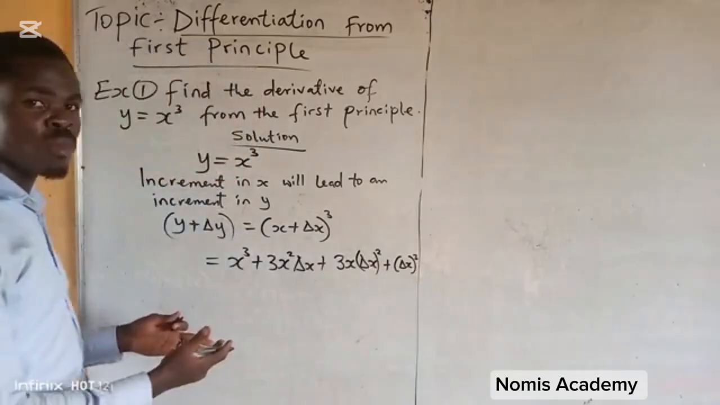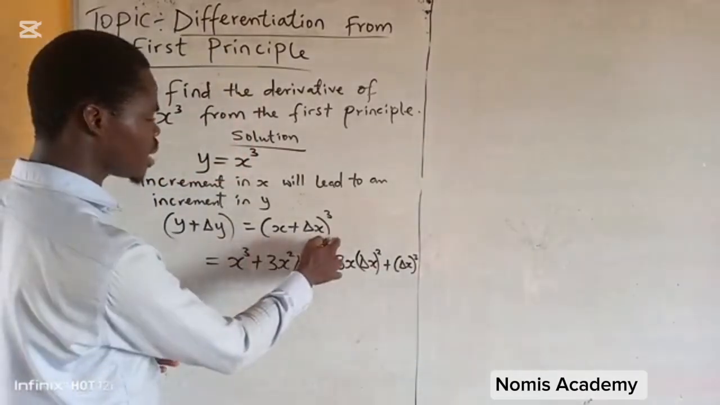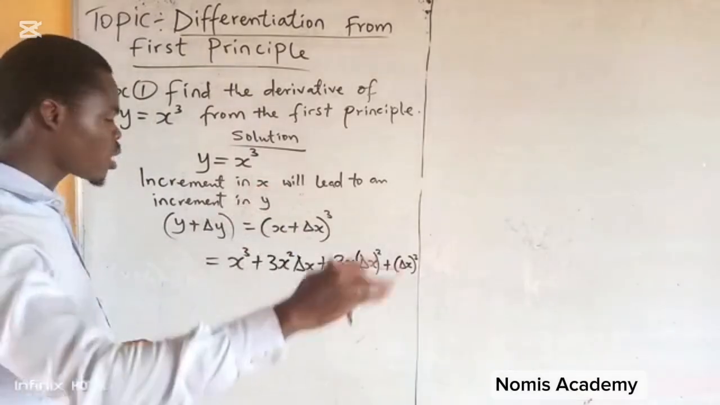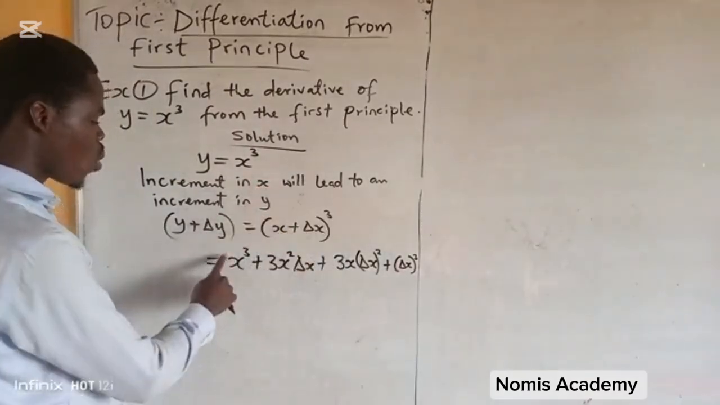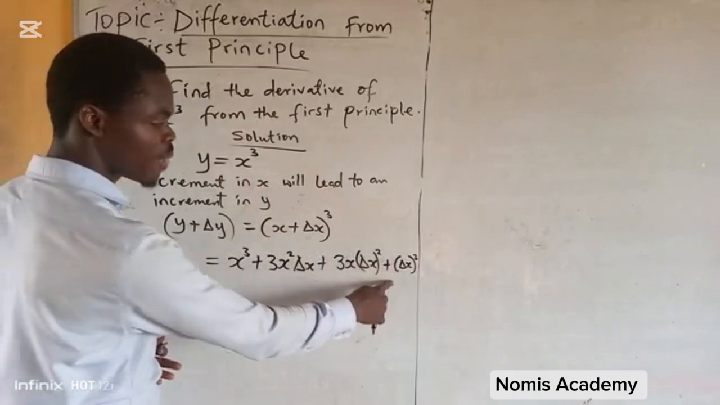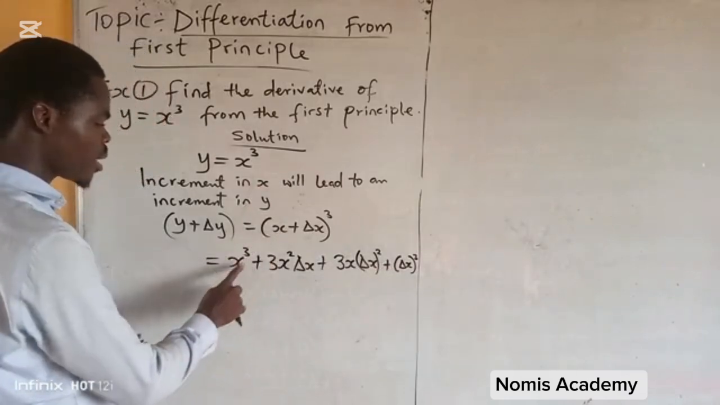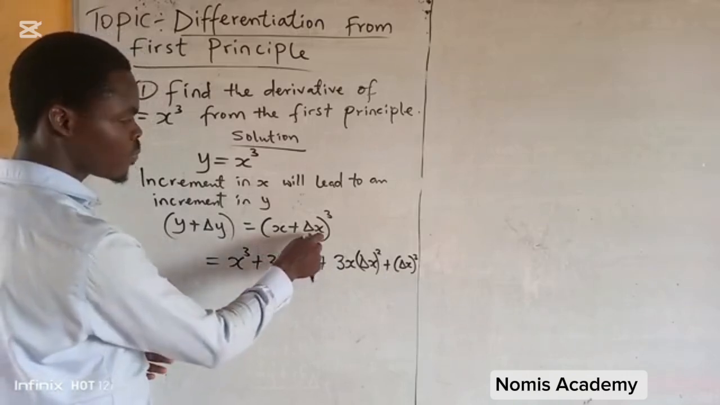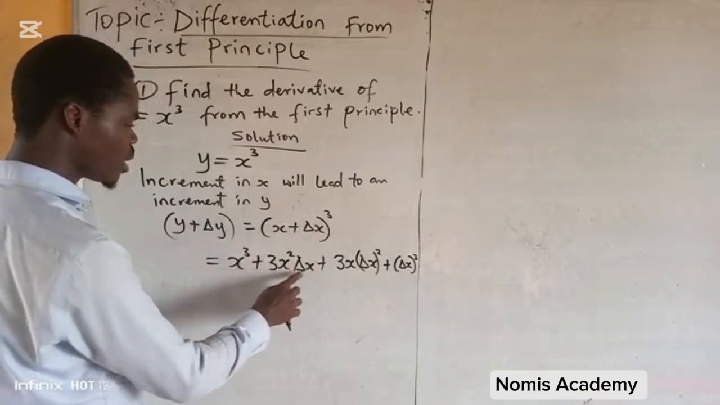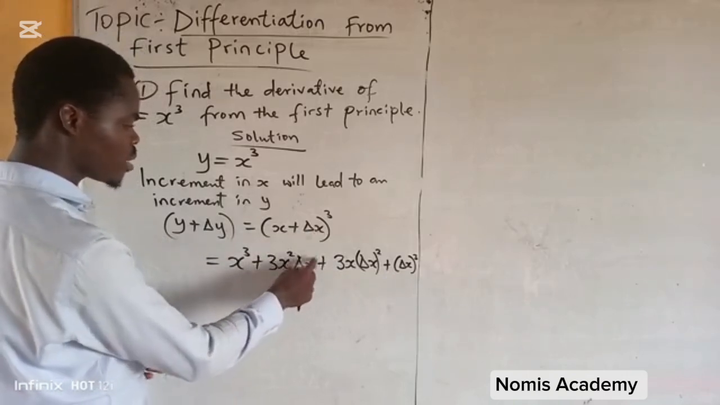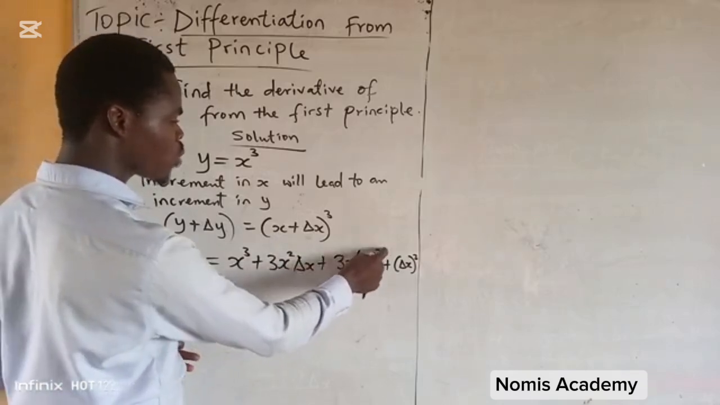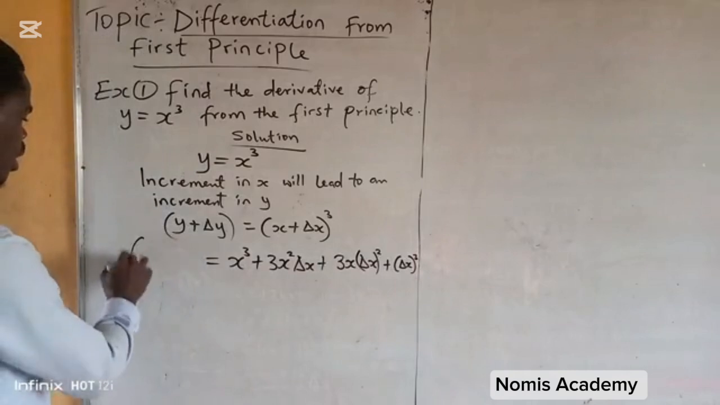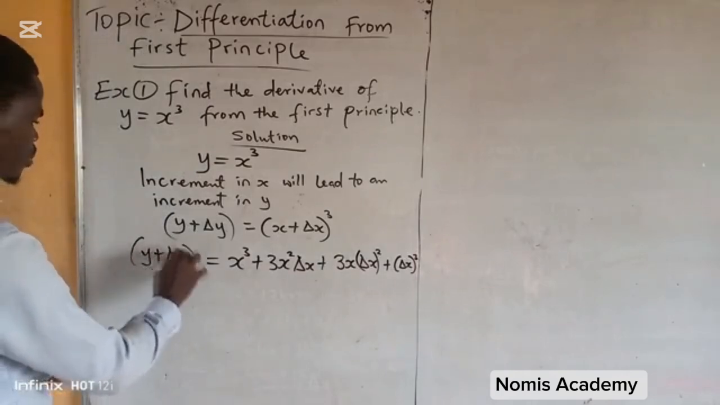So we use binomial expansion to expand this. I repeat again, use the coefficient according to Pascal triangle. The coefficient in this case is 1, 3, 3, 1. Alright, the power of x is decreasing and the power of delta x increases at this point. You can see delta x raised to the power of 1, delta x raised to the power of 2, delta x raised to the power of 3. Alright, so we continue in the solution.